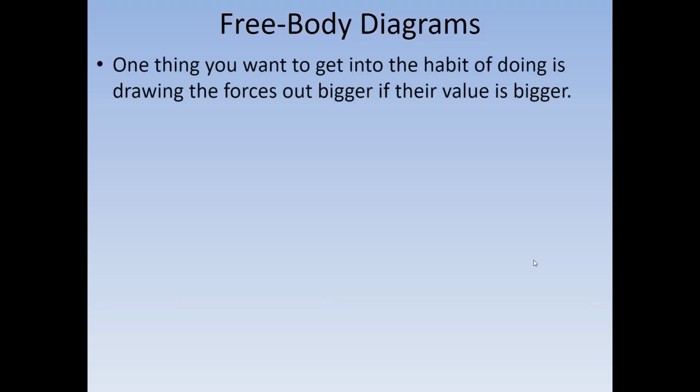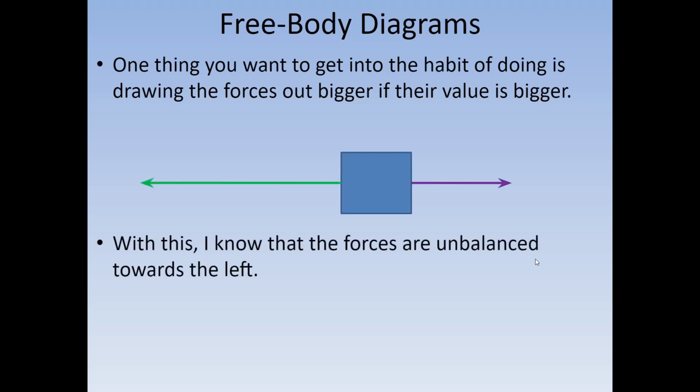All right, there is one thing I want to make sure you understand about free body diagrams: when you draw the forces, make a habit of drawing them so that they reflect their relative sizes. You don't have to draw the arrows to scale, but if you know that one force is bigger than another, make that arrow bigger. Try to exaggerate that size. For example, it would look something like this. If I look at this FBD, I automatically know that this arrow is bigger than this arrow.